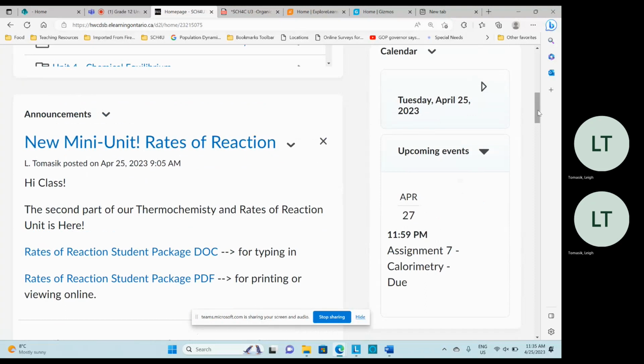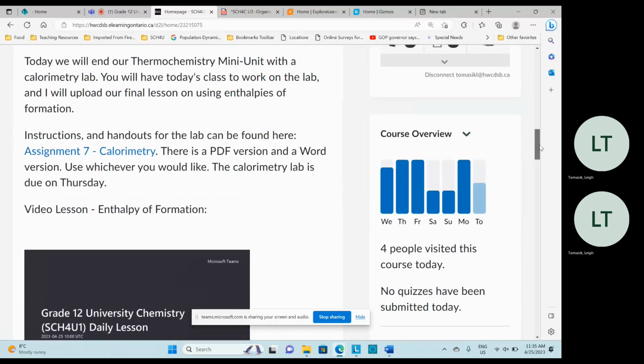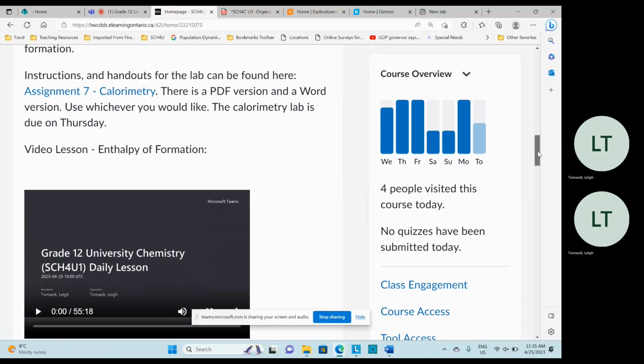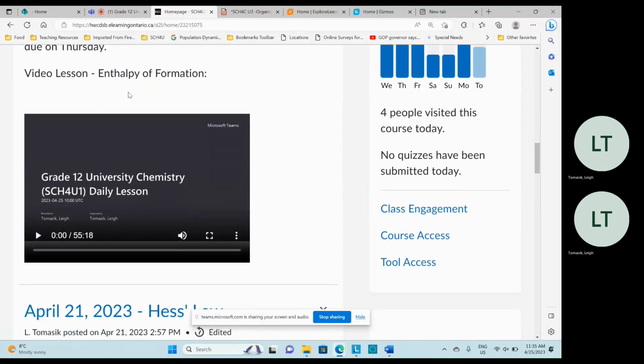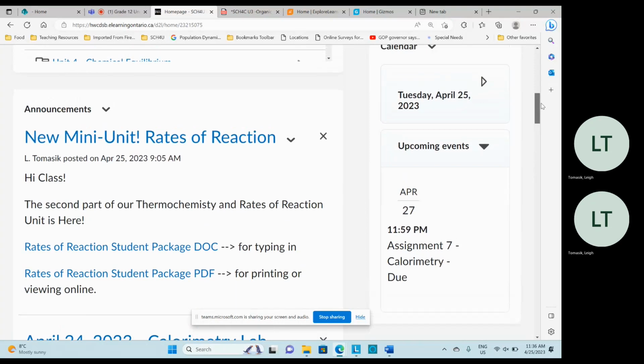So I know you probably are still working on your calorimetry online lab, your Gizmo, and that's great. And you may not have seen even yesterday's lesson on enthalpy of formation. So things are happening very quickly.